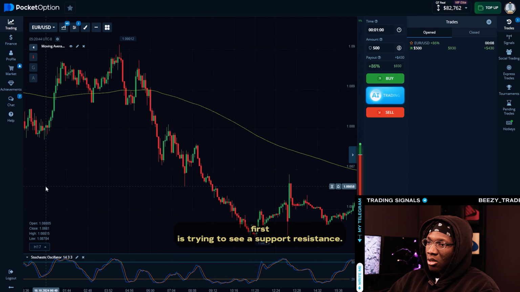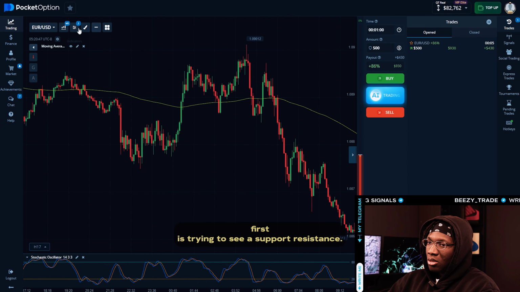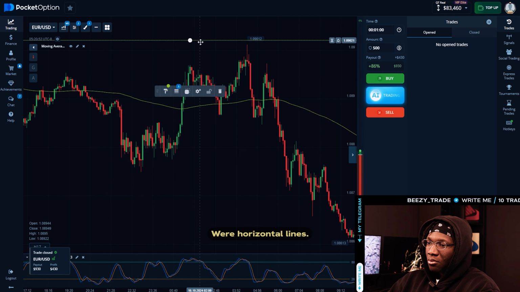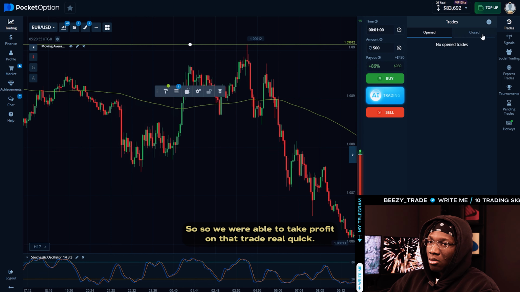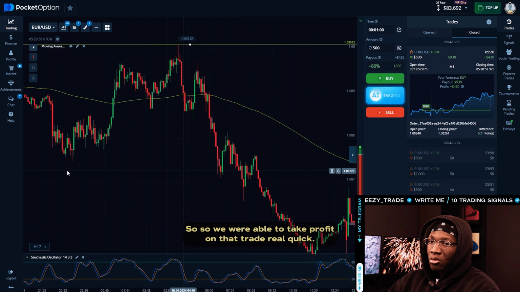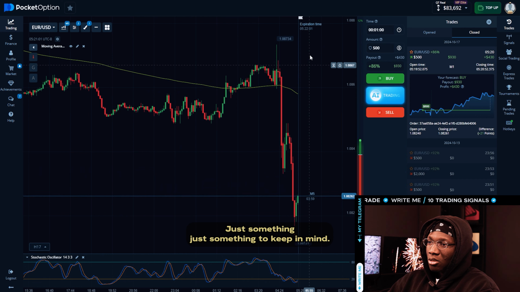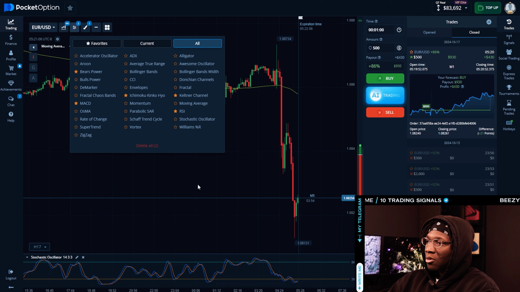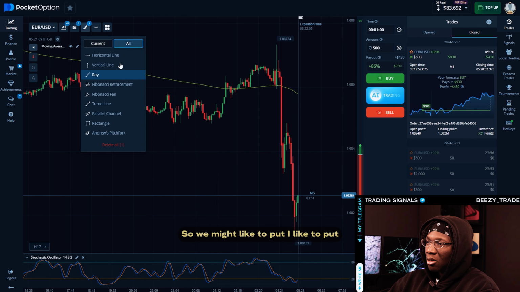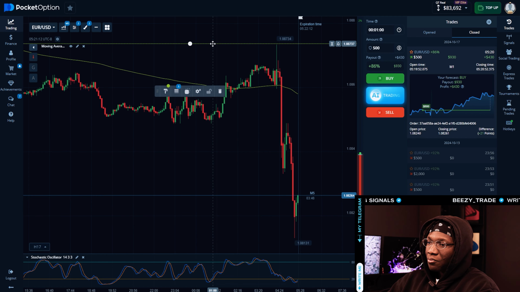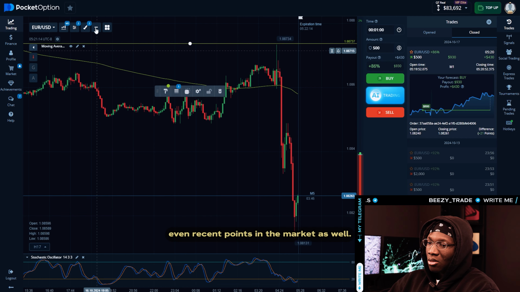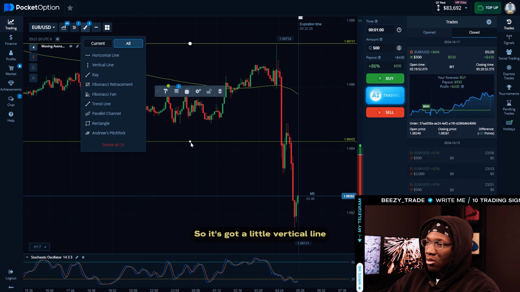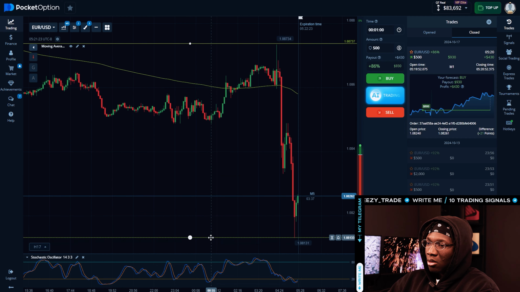So first things first is trying to see a support, resistance. We could draw it up with horizontal lines. So we were able to take profit on that trade real quick. Just something to keep in mind. I see this also as a point just because we're going shorter time frame, so I like to put even recent points in the market as well. I'm gonna take this as the lowest point recently. So it's got another vertical line right there.